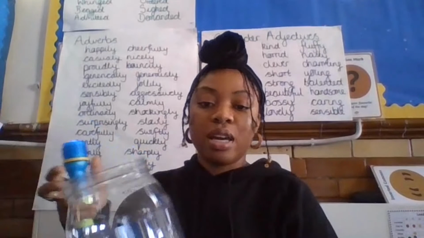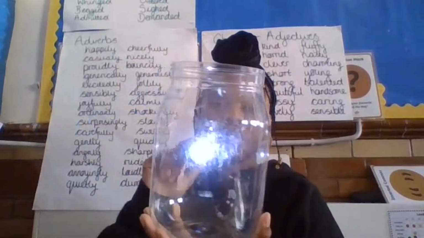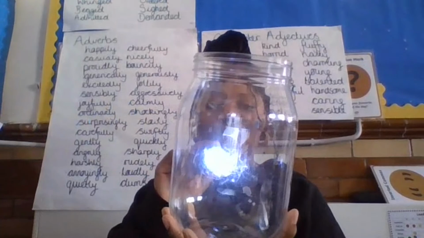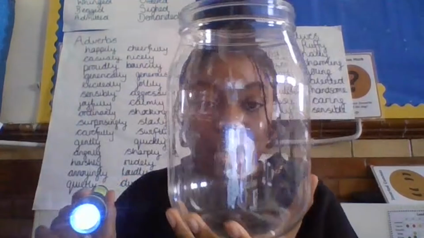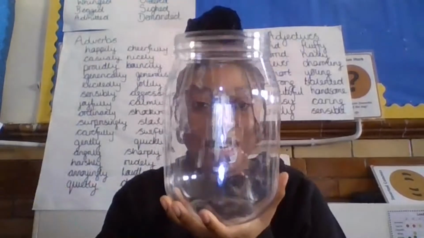So my first object was the jar. When I shine the light through the jar, you're going to see, if you can see that light clearly, then you'll be able to see that most of the light is passing through that. If I hold this jar up, you can still see my face clearly.